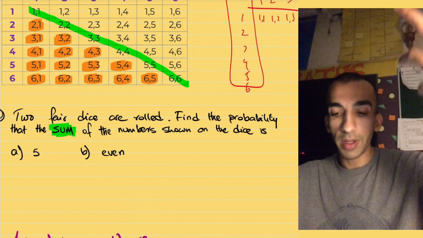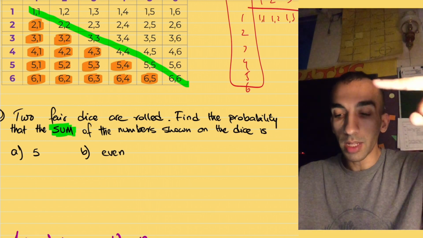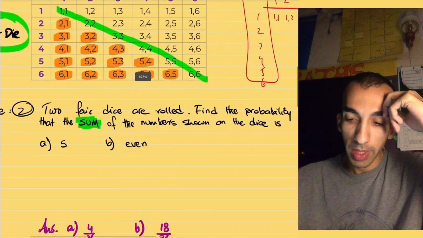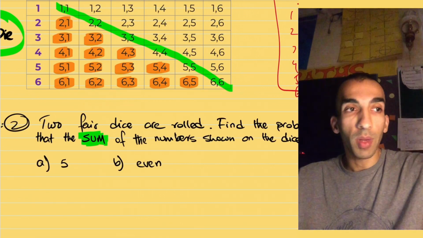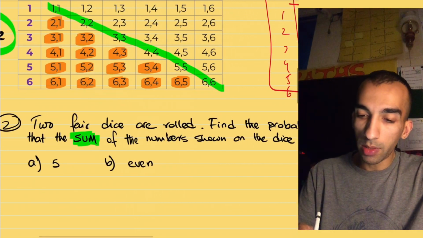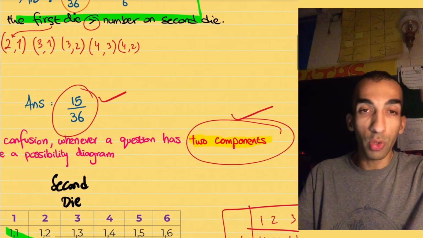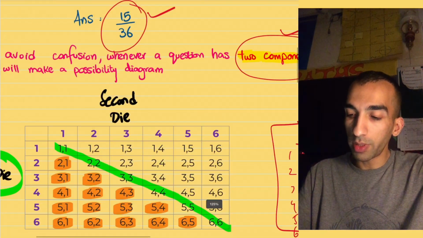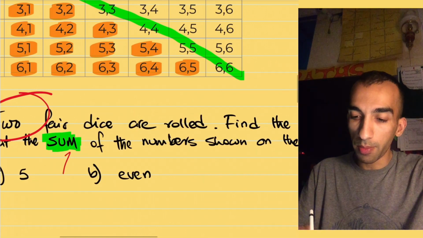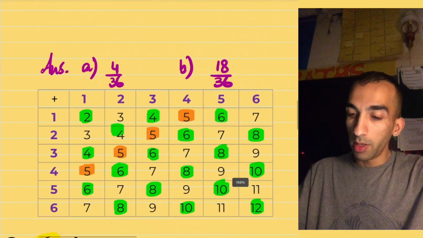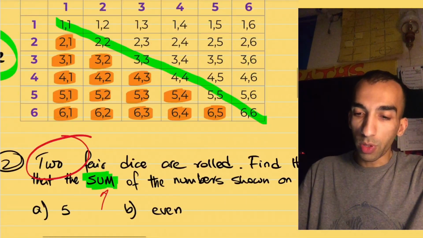Similar question. Two fair dice are rolled once again. Find the probability that the sum of the numbers shown on the dice is 5. Now whenever you have a sum, you might be wondering, it's once again 2 dice, so this rule applies. You're supposed to make a possibility diagram because it has two components, but now they're saying sum. No problem. This is where you're simply going to put a plus sign.